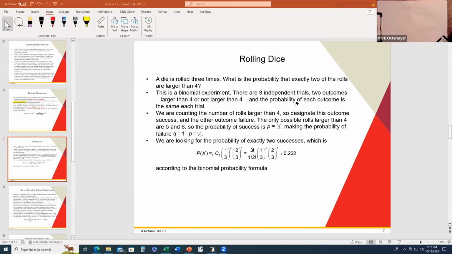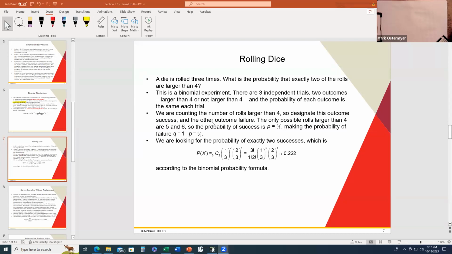All right, and the probability of each outcome is the same each trial. Yeah, that would be true because it's a fair die. And what happens on roll 5 does not care about what happened on the 4 previous rolls, et cetera, et cetera. All right, let's get back to this now.